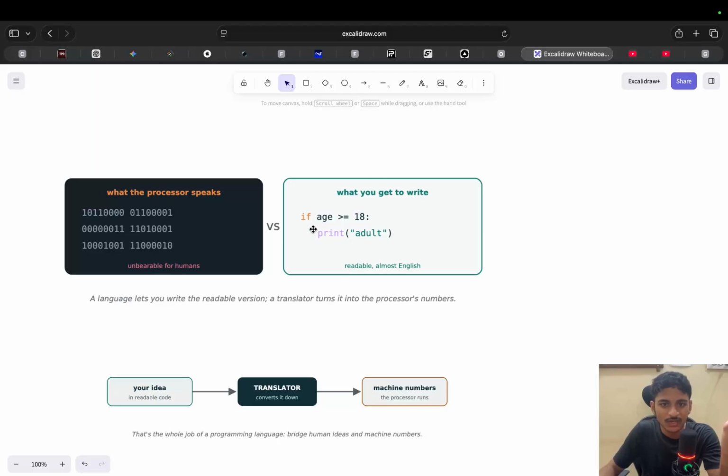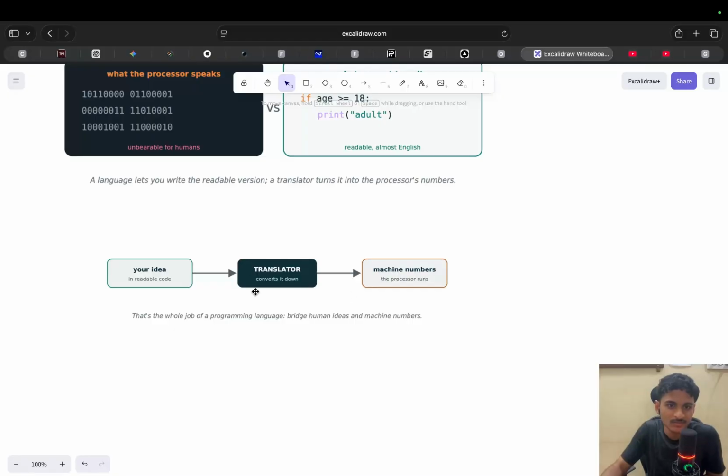And this is what we can write. You can understand: if age greater than or equal to 18, print adult. We can read all of this, right? Colons, parentheses, we can read all of this, right? So we learn these programming languages which interact with the processor. So there's a gap between this, and that brings, as I said, the translator.